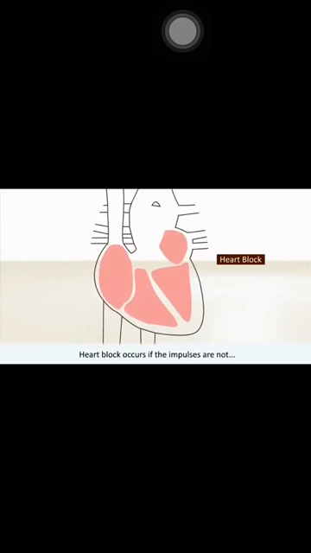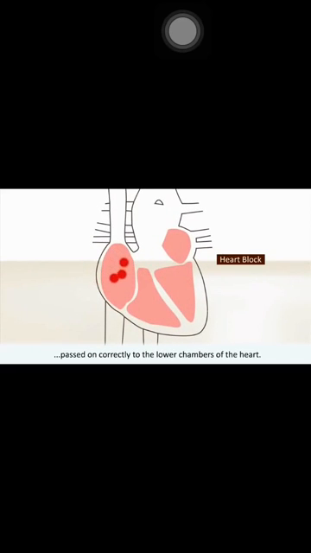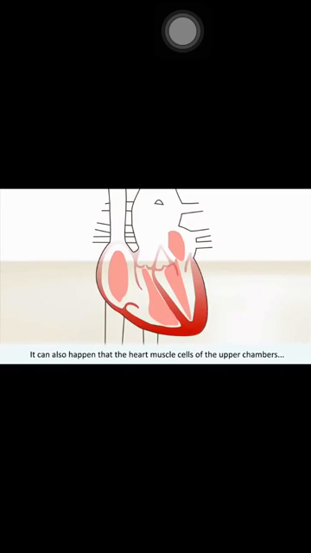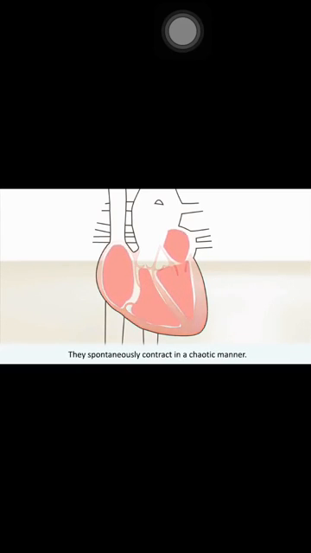Heart block occurs if the impulses are not passed on correctly to the lower chambers of the heart. This causes a disruption of the balance between the contraction of the upper chambers and lower chambers. It can also happen that the heart muscle cells of the upper chambers or lower chambers completely ignore the sinus node. They spontaneously contract in a chaotic manner.